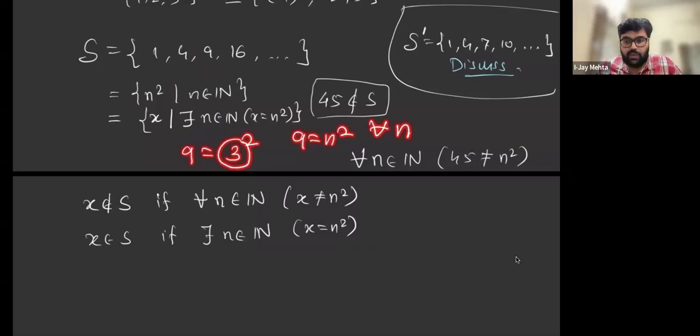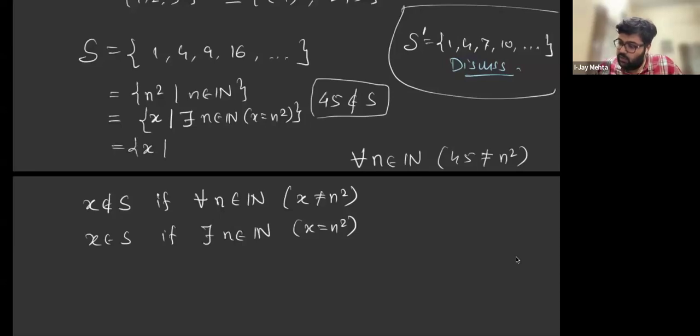9 is not equal to 2 square, 9 is not equal to 4 square, 9 is not equal to 5 square. So some natural number is there. So I can write x such that x equals n square, and here we write in words for some n in N. This, for some n in N, is a quantifier. Those who understand say yes. So the quantifier is there exists, not for all.